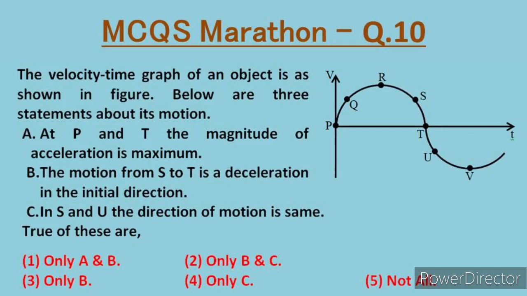And question number 10, the velocity time graph of an object is as shown in the figure. Below are 3 statements about its motion. A, at P and T the magnitude of the acceleration is maximum. B, the motion from S to T is deceleration in the initial direction. C, in S and U the direction of the motion is the same. True of these are?